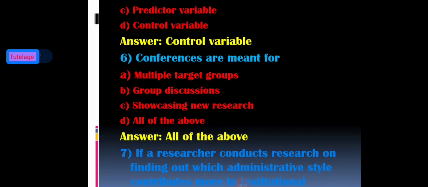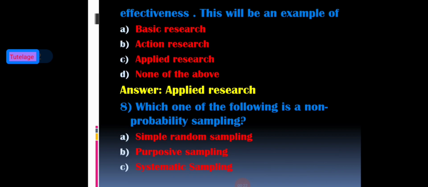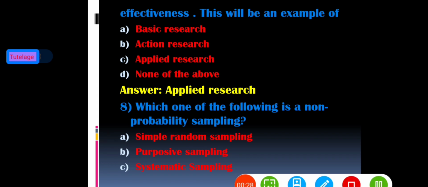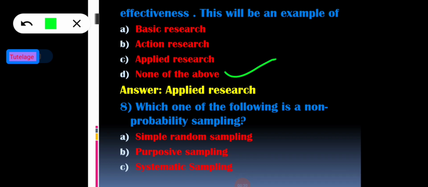So the question number 7 is, if a researcher conducts research on finding out which administrative style contributes more to institutional effectiveness. So these will be an example of the basic research, action research, applied research, and none of the above. So applied research. So option number C is the correct answer.